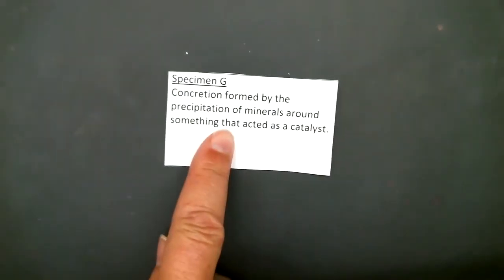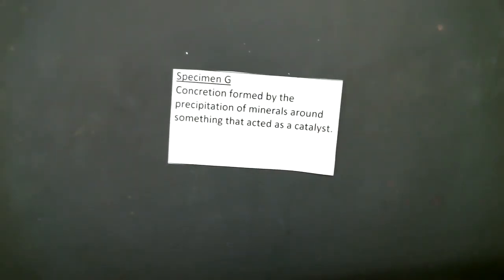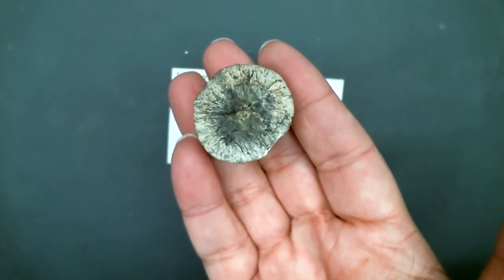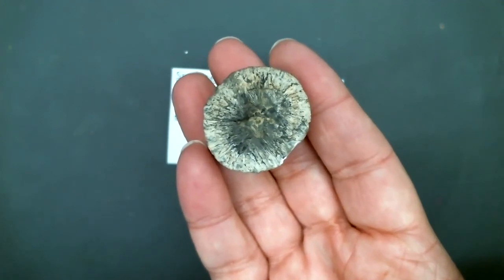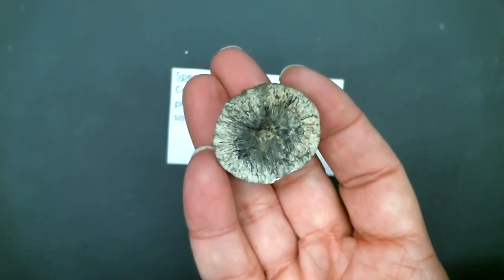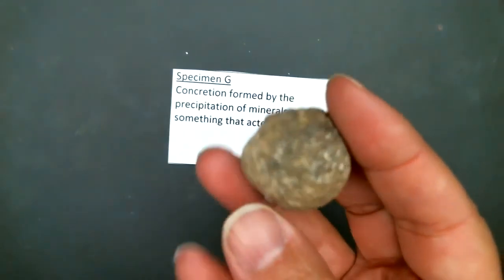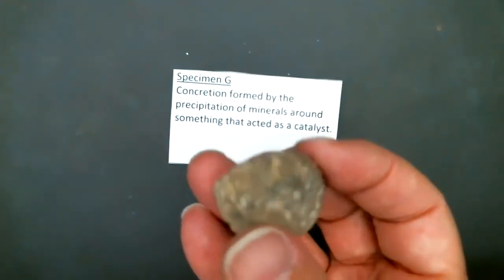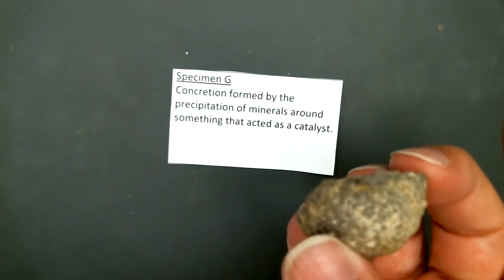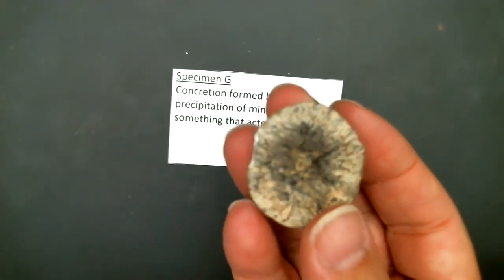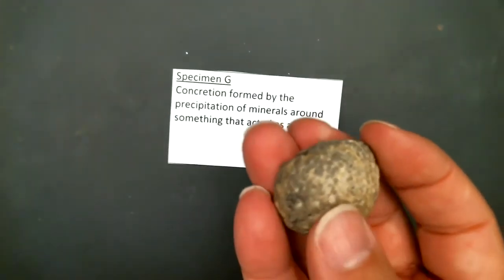Specimen G is a concretion formed by the precipitation of minerals around something that acted as a catalyst. This is what it looks like. There's a center, it's darker in the center, and it looks like there's striations that extend outward. It is rounded, so this one has been broken, but the entire thing would have been spherical if we had both parts.